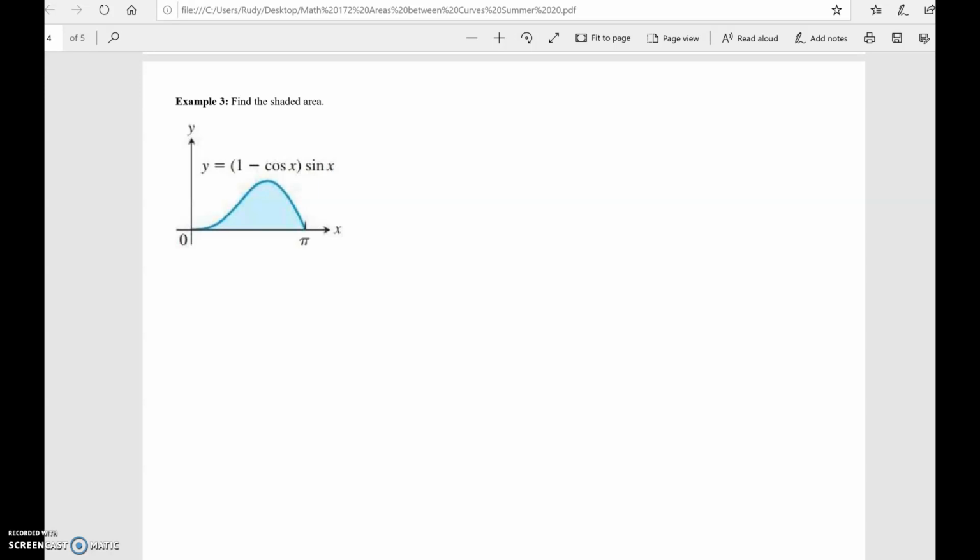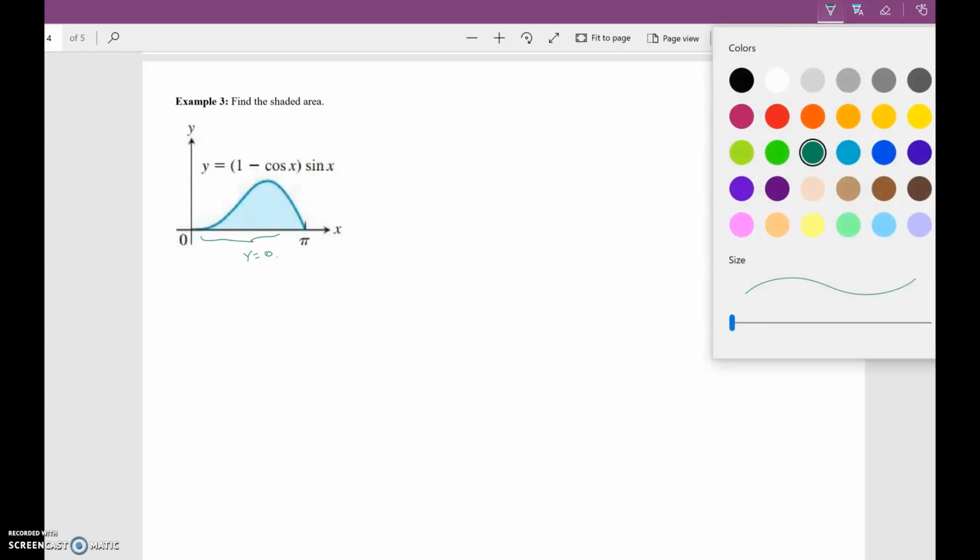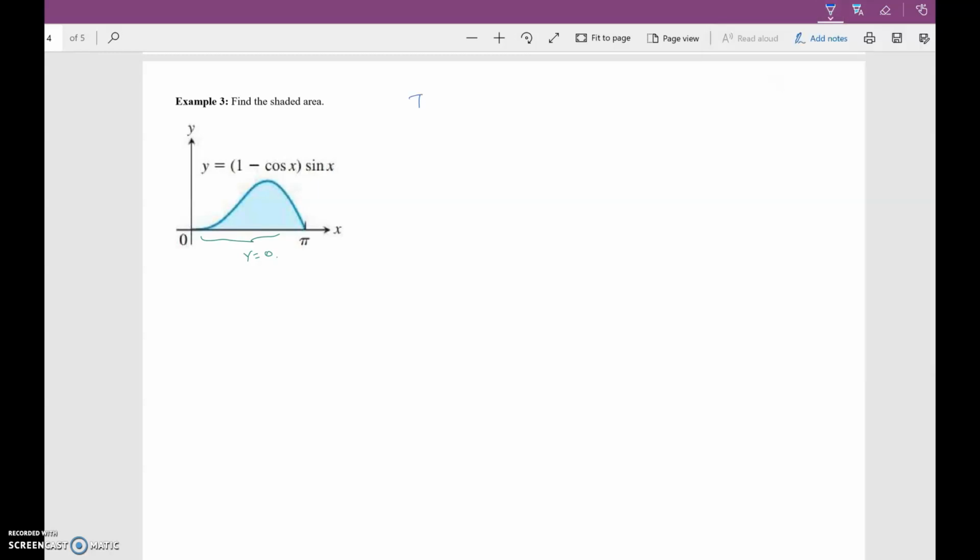Hi class, let's take a look at example 3. Now it looks messy, but it's actually kind of like a review problem because what you really have here is, well, the second function is just your y is equal to 0. So in this case, our total area is simply going to be the integral from 0 to pi. And then the above function, well, in this case, it's this function.